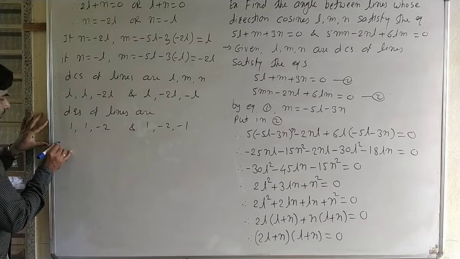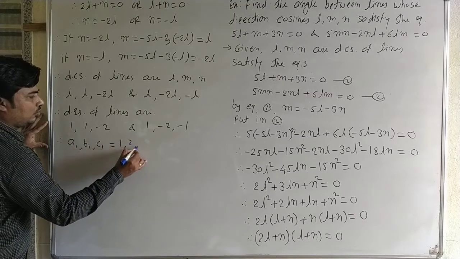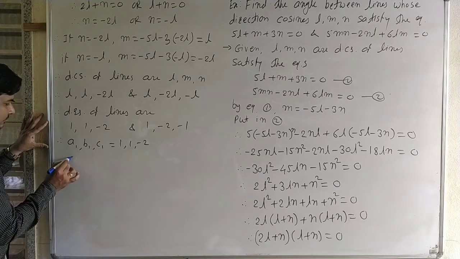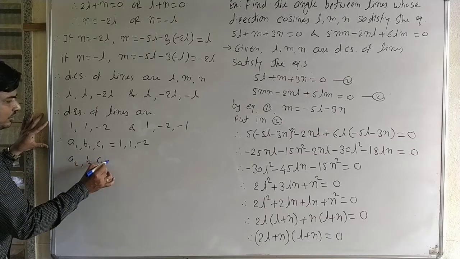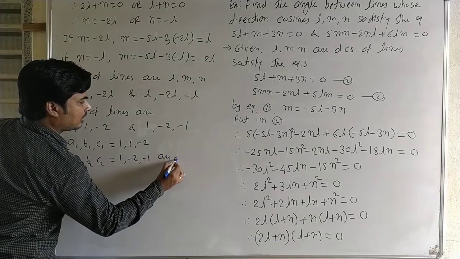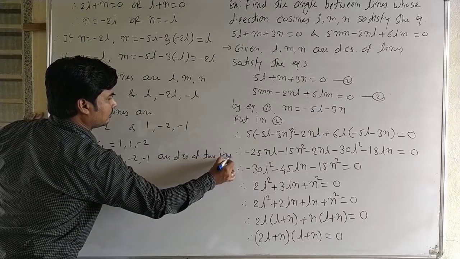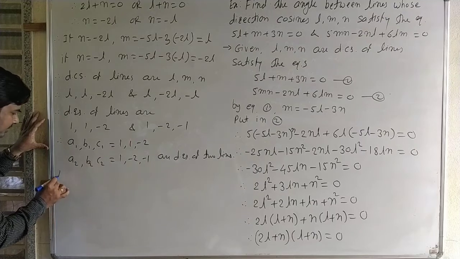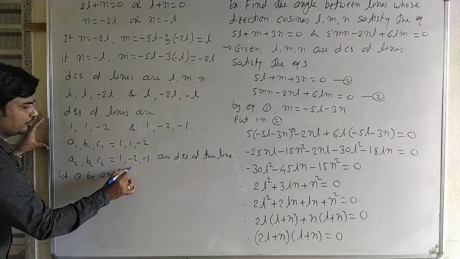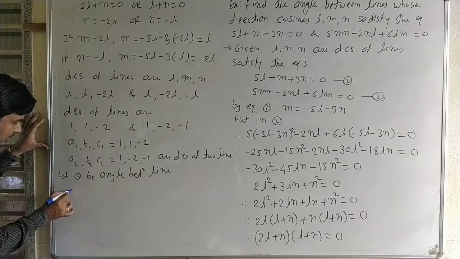Okay, therefore we can take A1, B1 and C1, it is 1, 1, minus 2, and A2, B2, C2, it is 1, minus 2 and minus 1, are direction ratios of two lines. Therefore let theta be the angle between the lines, and therefore we can write the formula of the angle.